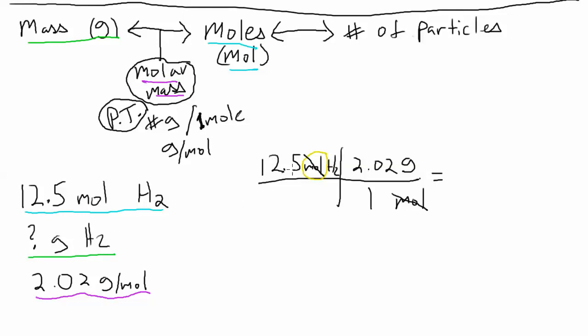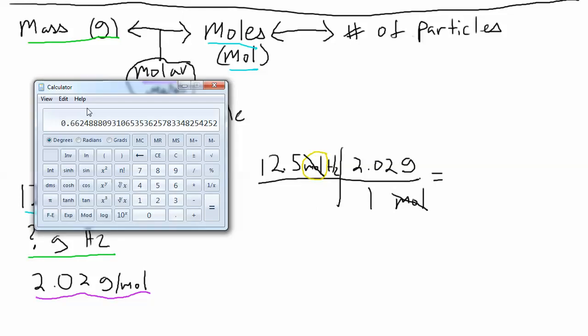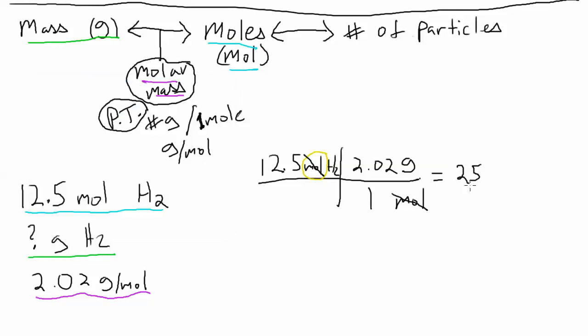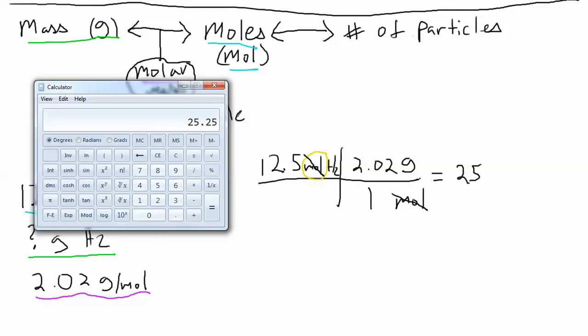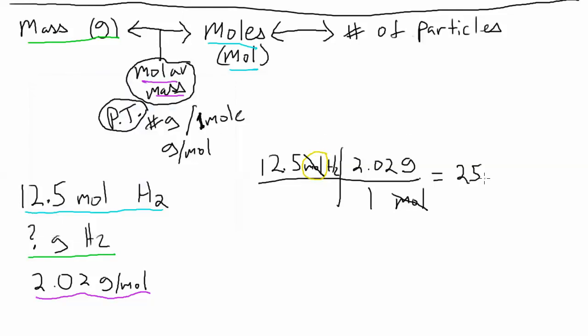And so we have to multiply 12.5 by 2.02. So bring up my calculator again. 12.5 times 2.02, and we get 25.25. Now, I've got three significant figures here and three significant figures here, so I'm going to use 3 over here. So I'm just going to go with 25.2 since there's no number after the 5. So 25.2 grams of hydrogen.